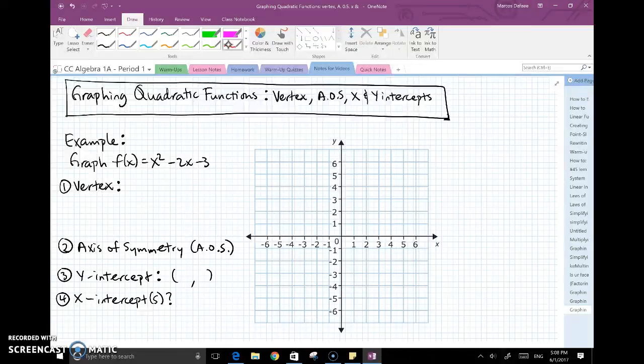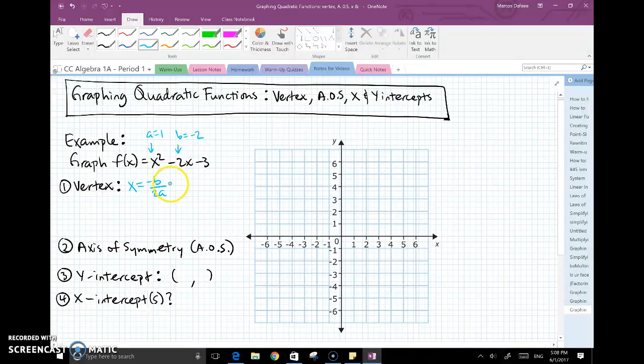Now there's a small formula to do this, and the formula is x is equal to negative b all over 2a. Now, that formula is just a piece of a bigger formula called the quadratic formula. So we need to have our a and b values, which I can get directly from the function. So my a value is a 1. My b value is a negative 2. Okay, the negative does matter.